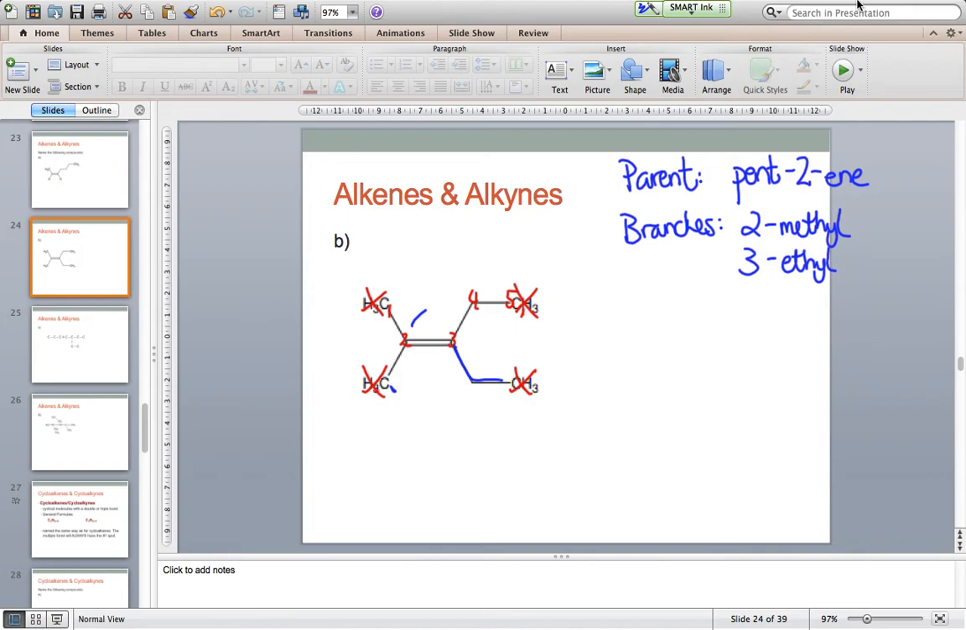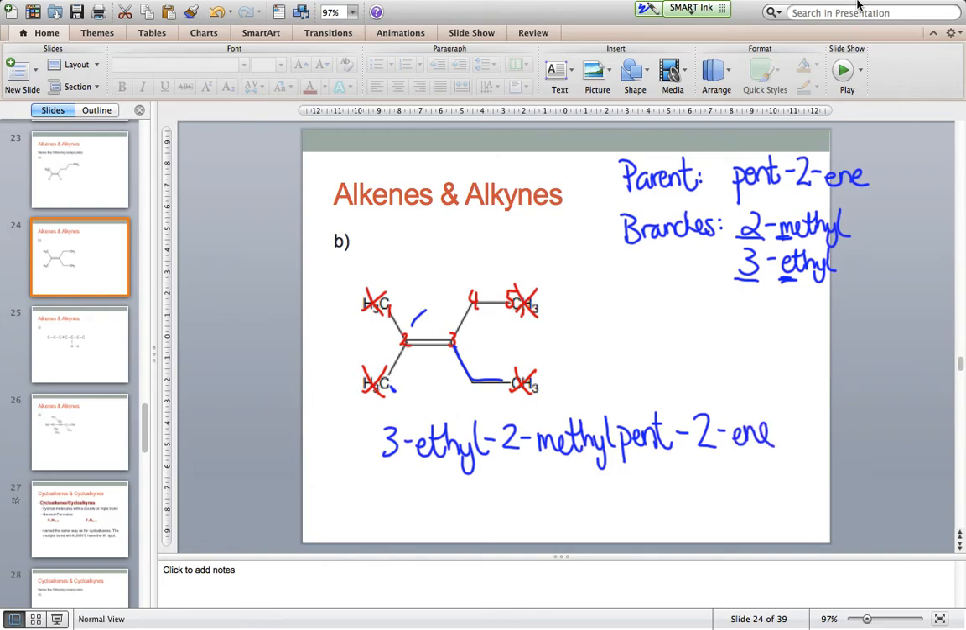What do we have to remember here, though? We need to keep in mind that we're not listing our branches in numerical order, but rather alphabetical order. So E comes before M. This is going to be a long name: 3-ethyl-2-methyl, and then all one word. We're still using all one word for everything, just sometimes separated by hyphens. Pent-2-ene: 3-ethyl-2-methylpent-2-ene. And again, remember your punctuation here.